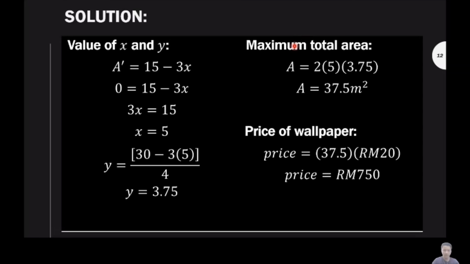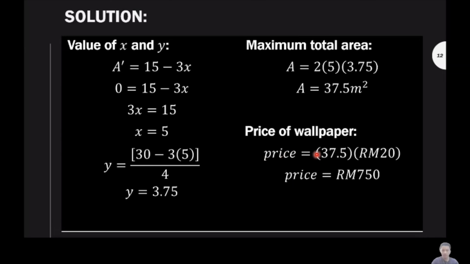And then we can find the maximum total area. So the maximum total area, just now we got A equals 2xy, so we just substitute in x and y, so we get 37.5 square meters. So finally the question asks, does Razali have enough money to buy the wallpaper?